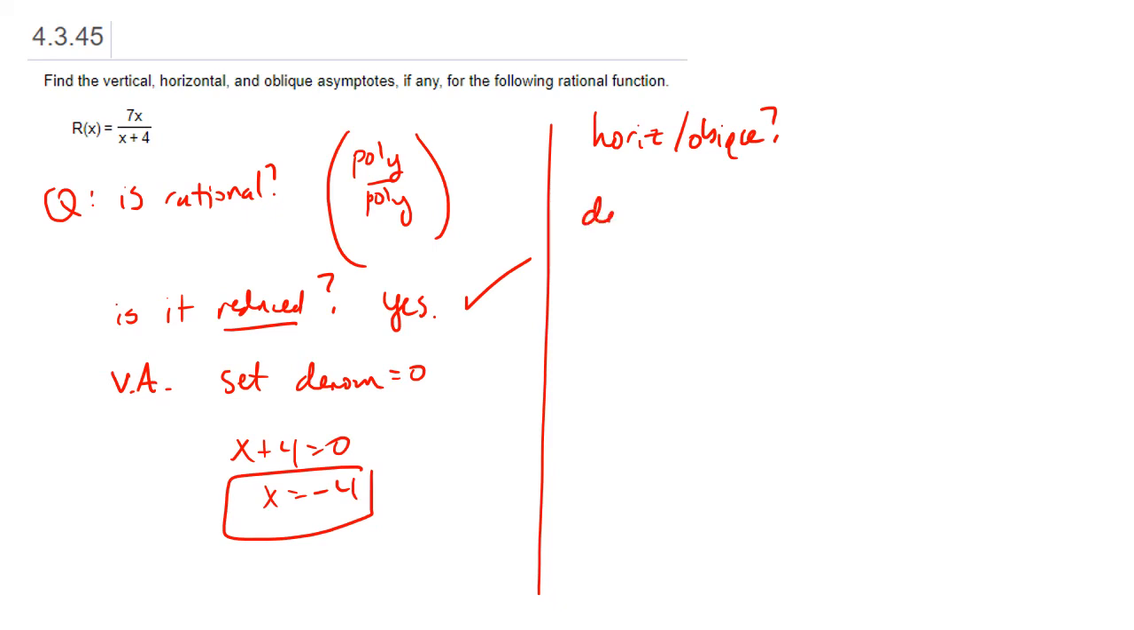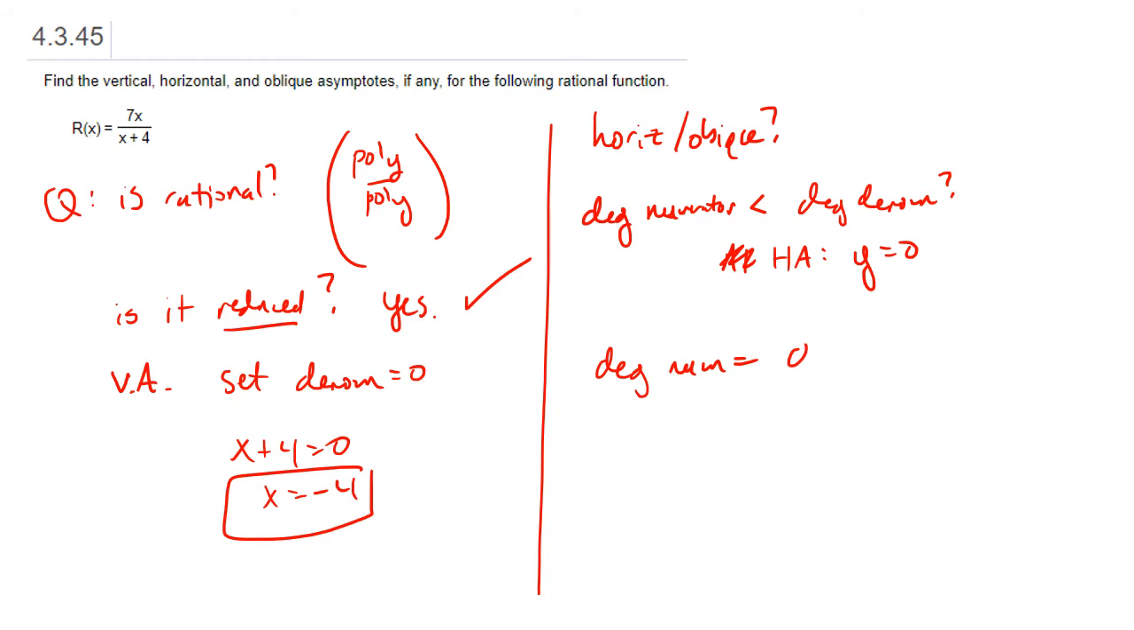So we ask, what's bigger, the degree of the numerator versus the degree of the denominator? And there are three possibilities. The degree of the numerator can be smaller than the degree of the denominator, in which case you have a horizontal asymptote of y equals 0. The degree of the numerator can equal the degree of the denominator, in which case you have a horizontal asymptote given by y is equal to the ratio of leading coefficients.